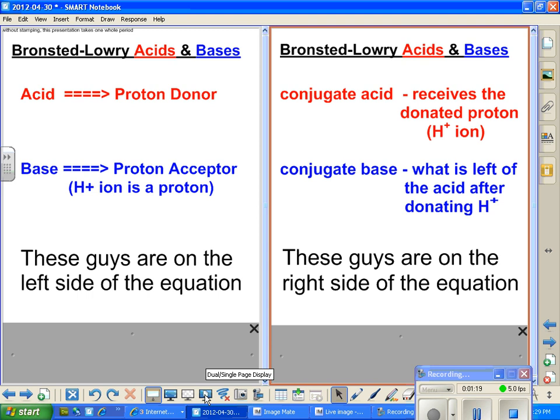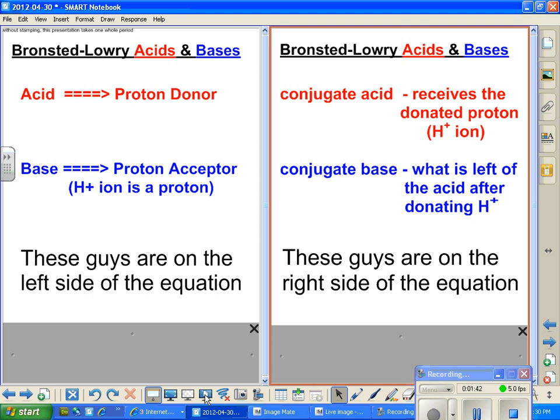Okay, if you look at the left-hand screen at the top, you'll see acid's a proton donor, and the conjugate acid is the guy that receives that donated proton. And then the base is the proton acceptor in blue, and the conjugate base is what is left of the acid after donating the hydrogen.